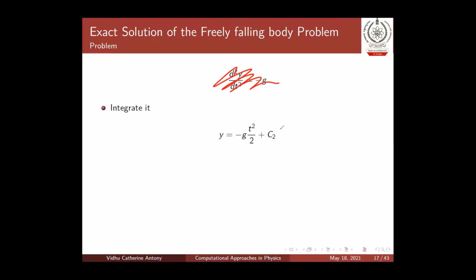Now you need to find out what the value of c2 is. So you plug in the initial conditions again. These are very, very easy steps, so I'm going to be going in at a very quick pace. What you have here is your initial condition. You substitute that and you get c2 as 10.